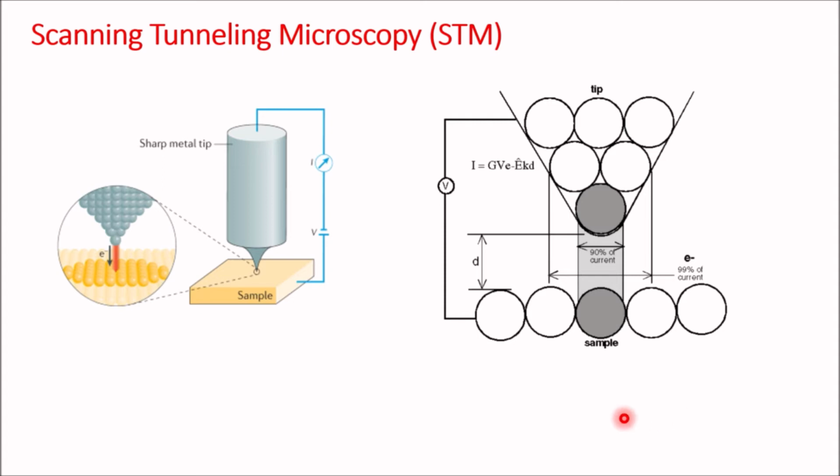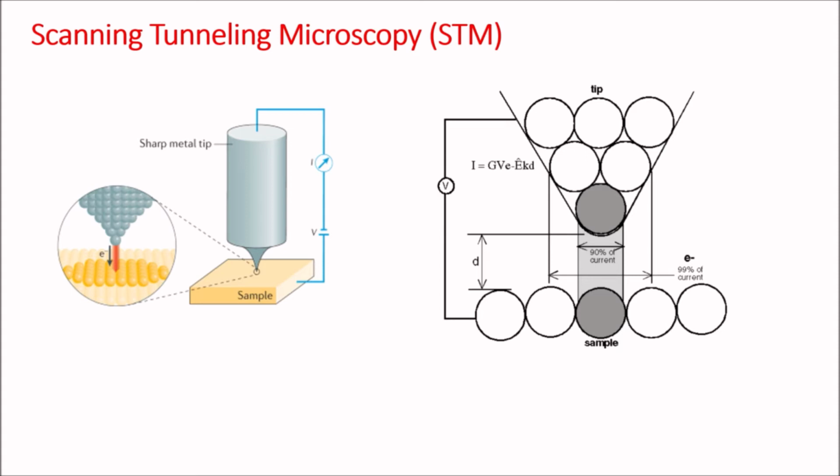The resulting tunneling current exponentially varies with tip to sample spacing, and it is the signal used to create an STM image. For tunneling to take place, both the sample and the tip must be conductors or semiconductors. STM cannot image insulating materials.